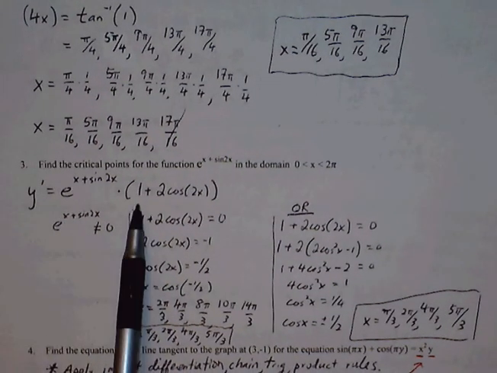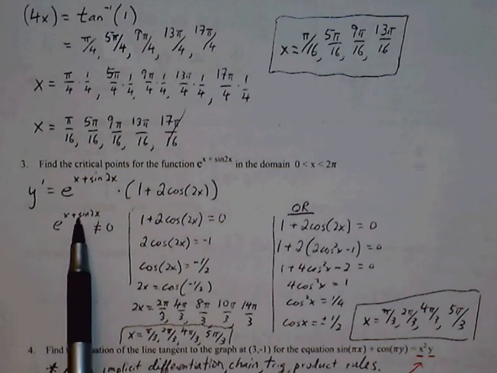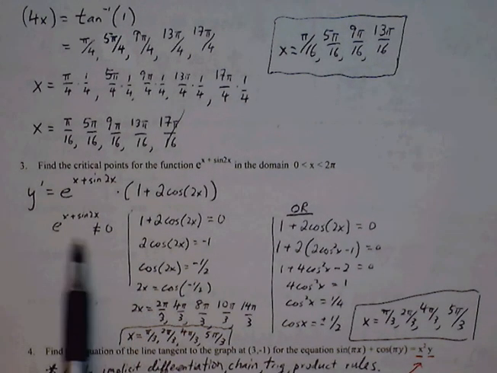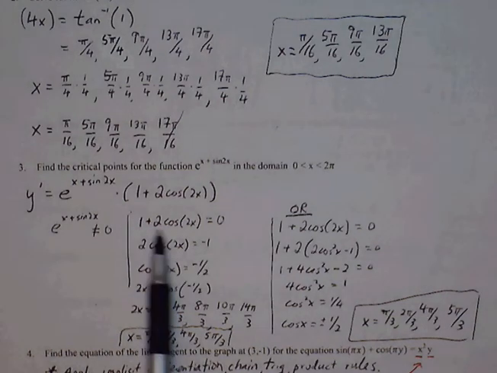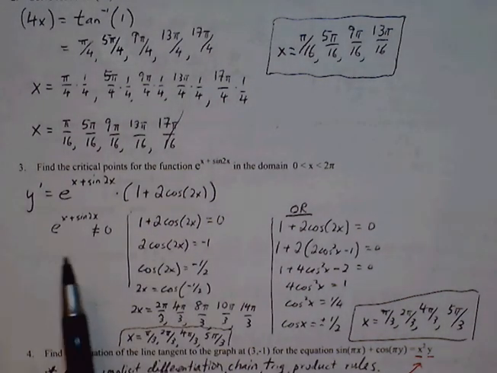Now we're going to set both parts equal to 0. e^x plus sine of 2x is never equal to 0, right? If we try to take natural log of both sides, natural log of 0 is undefined, so we know this value will never be equal to 0. So we look at this other parentheses, 1 plus 2 cosine of 2x equal to 0.